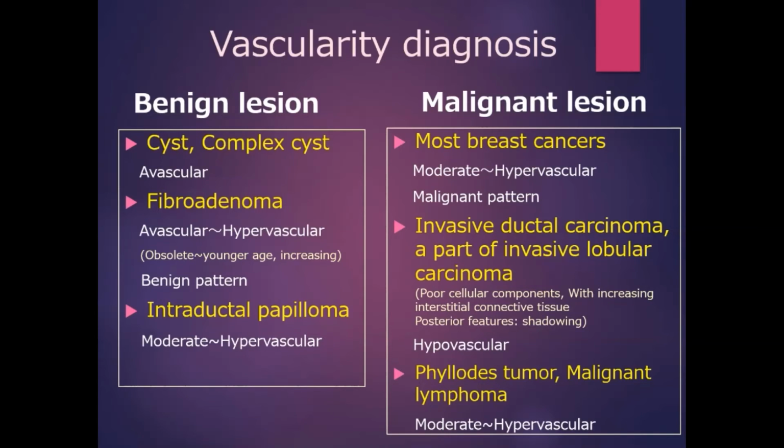But among invasive ductal carcinoma and invasive lobular carcinoma, there are ones that have more connective tissue than cellular component. In other words, the region with posterior echo attenuation in B mode shows hypovascular. Phyllodes tumor and malignant lymphoma also show high vascularity.